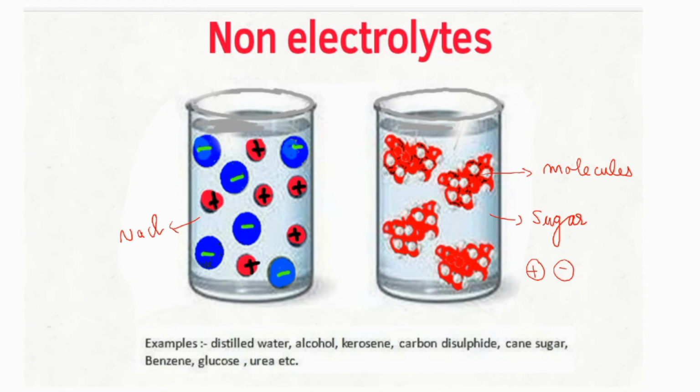Okay. So they will be giving you a list. From that you will have to choose whether it is an electrolyte or non-electrolyte. Okay. See this one: distilled water, alcohol, kerosene, carbon disulfide, cane sugar, glucose, urea. All these substances are non-electrolytes. So you should remember that.